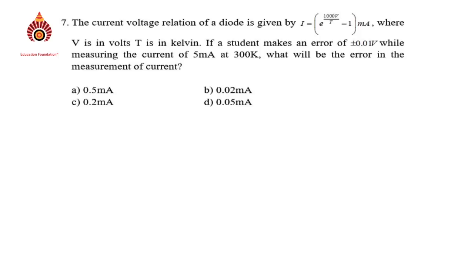Next question. The current voltage relation of a diode is given by I is equal to e to the power 1000 V by T minus 1 milliampere, where V is in volts and T is in Kelvin. If a student makes an error of plus or minus 0.01 volt while measuring the current of 5 milliampere at 300 Kelvin, what will be the error in the measurement of the current?